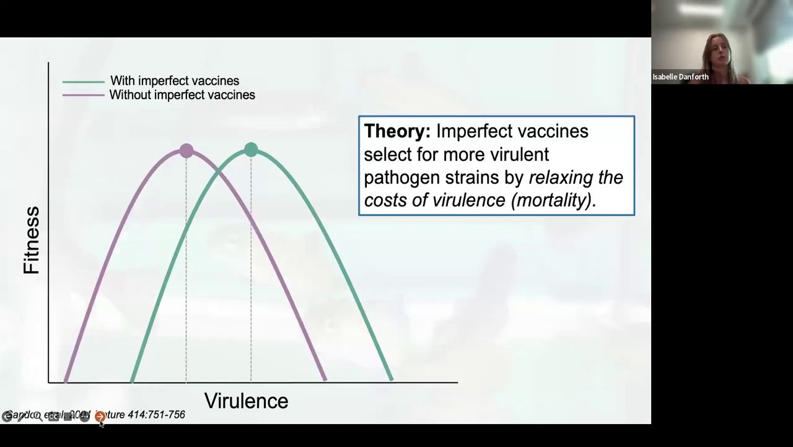And we can actually turn to evolutionary theory to predict how such imperfect vaccines might influence virulence evolution. So the purple line here denotes the relationship between virulence and fitness that we would expect in this unvaccinated population, where optimal pathogen fitness is achieved at an intermediate level of virulence. But in the case where we have imperfect vaccines being used, which is denoted by this green line, we expect optimal pathogen fitness to require a high level of virulence. And so theory predicts that imperfect vaccines select for more virulent pathogen strains by relaxing the cost of virulence, which we generally assume to be mortality.